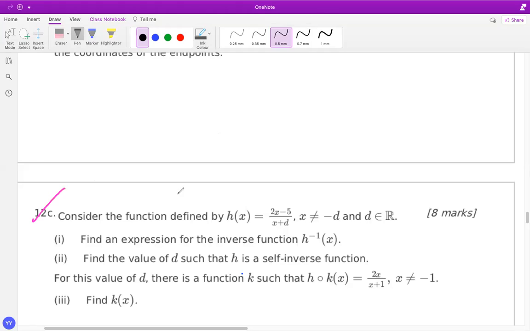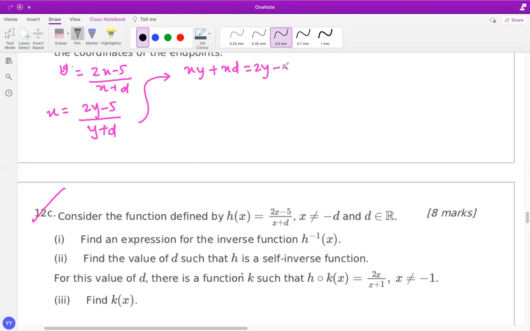So the first part is we have to find out the inverse, that is h inverse x. So let's say y equals 2x minus 5 over x plus d, that's your function. And to find the inverse, first we interchange x with y, so it'll be x equals 2y minus 5 upon y plus d. So you're going to get xy plus xd equals 2y minus 5.